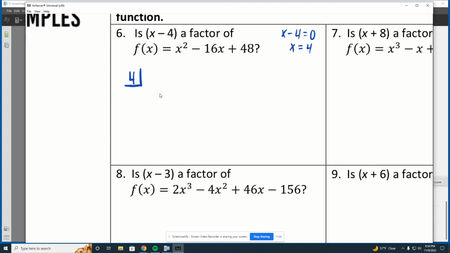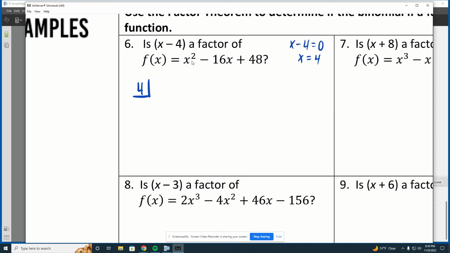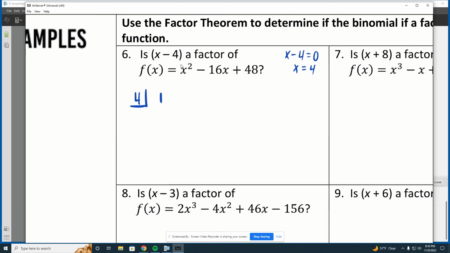So here we go. We start with our biggest exponent, that's x squared. The coefficient is 1, and then we work our way on down. What's after x squared? X, I've got it, negative 16. What's after x? Constant, I've got it, it's 48.